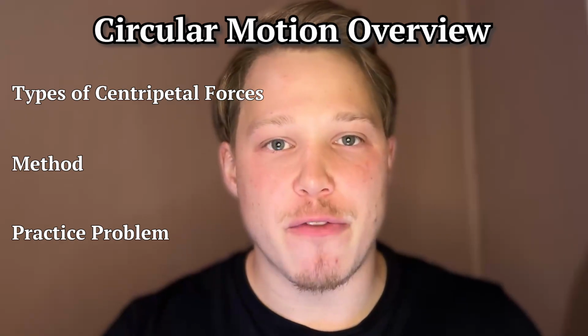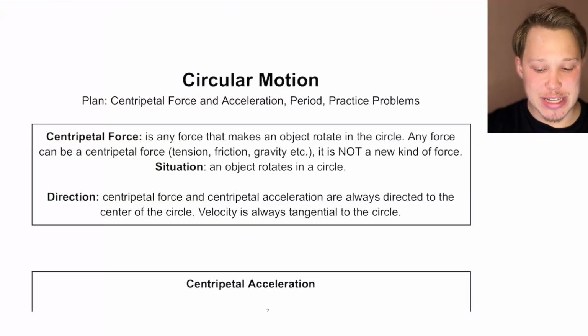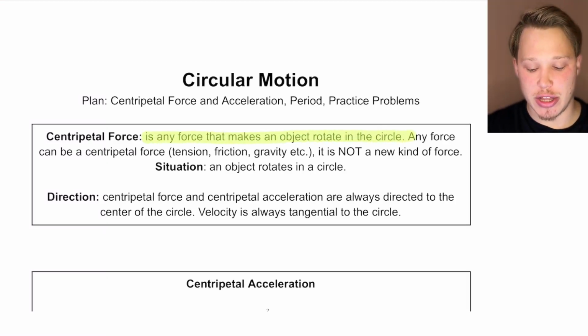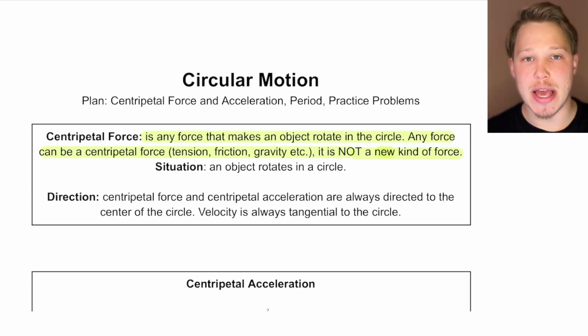So let's start by firstly going over what is the centripetal force. Centripetal force is simply a type of force. It's any force that makes an object rotate in a circle. Any force can be a centripetal force: tension, friction, gravity, etc. Now, it is not a new kind of force, right? It is not like tension or gravity or something like that. As long as a force is able to make an object rotate in a circle, it can be a centripetal force. So it's more of a category of forces than a new type of force.